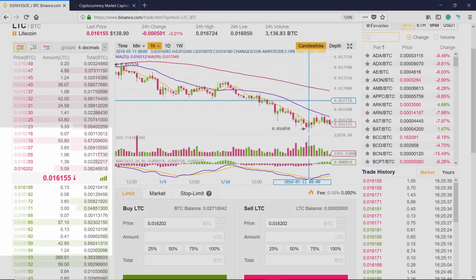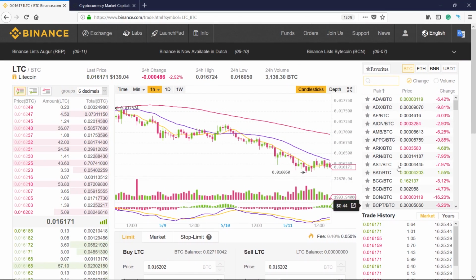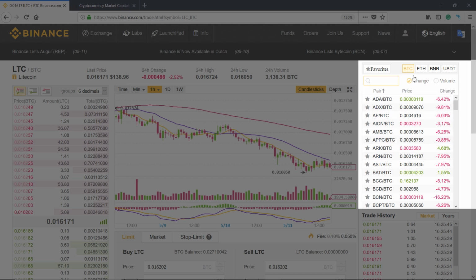Now on this side, again, as we just discussed, these are all the coins, so you can quickly search, and these are the different pairs, Ethereum and Bitcoin. Now what is a pair? Well, a currency pair is basically the value of one currency in relation to another currency.